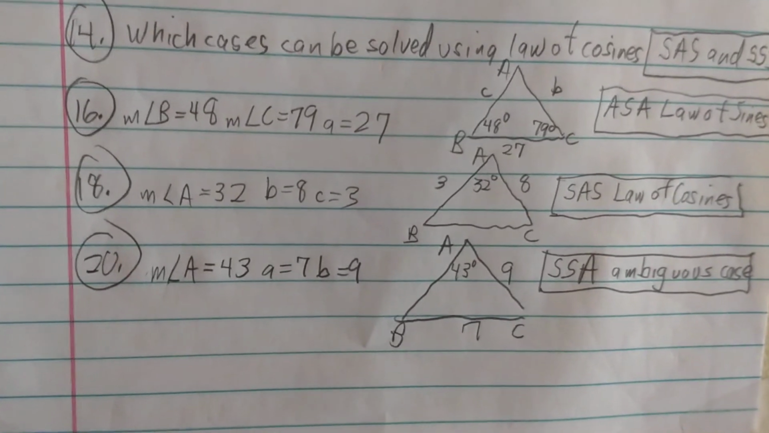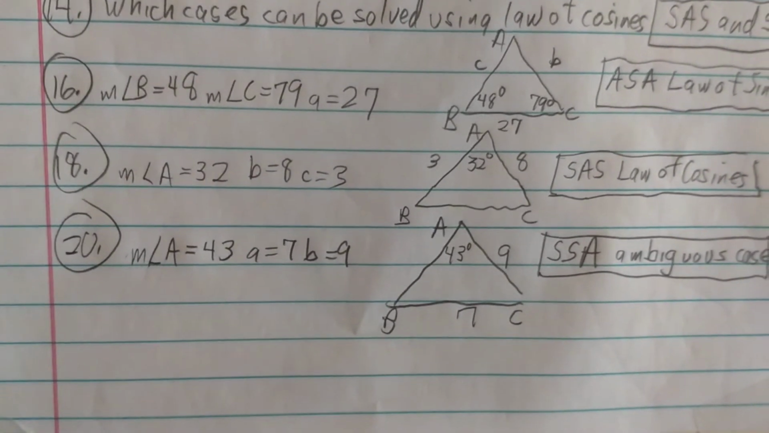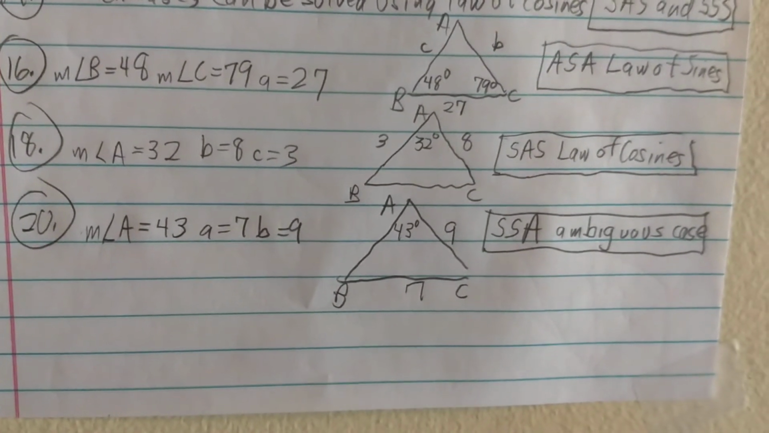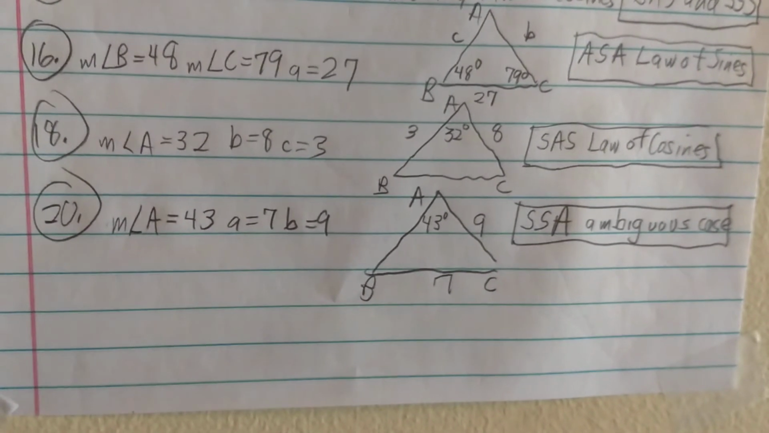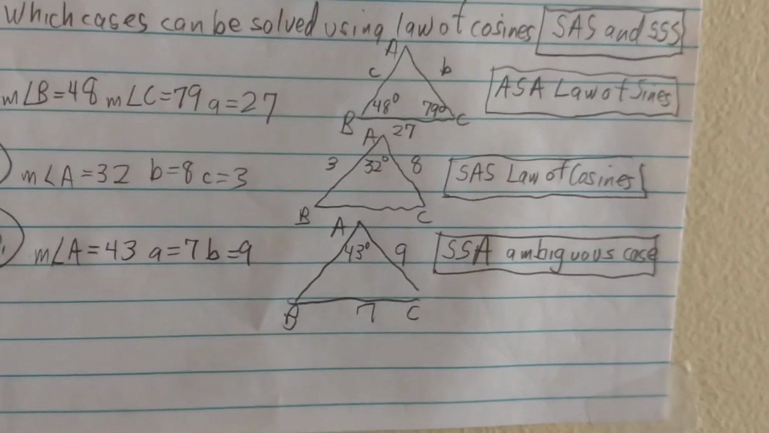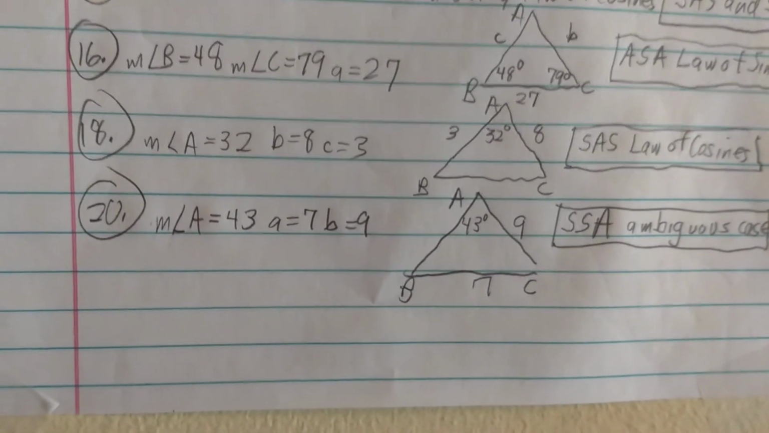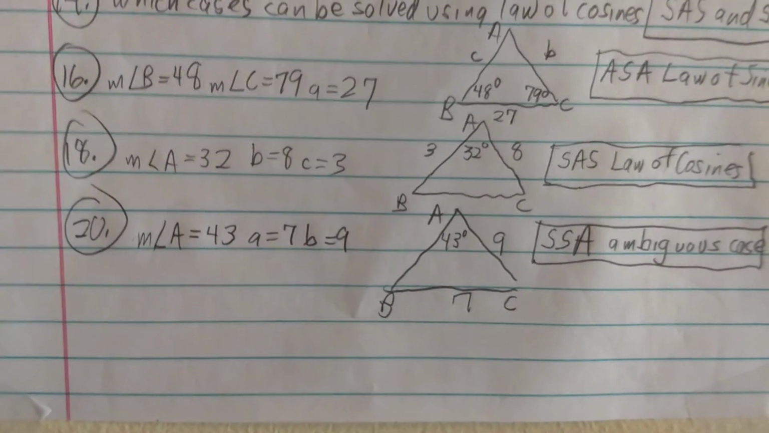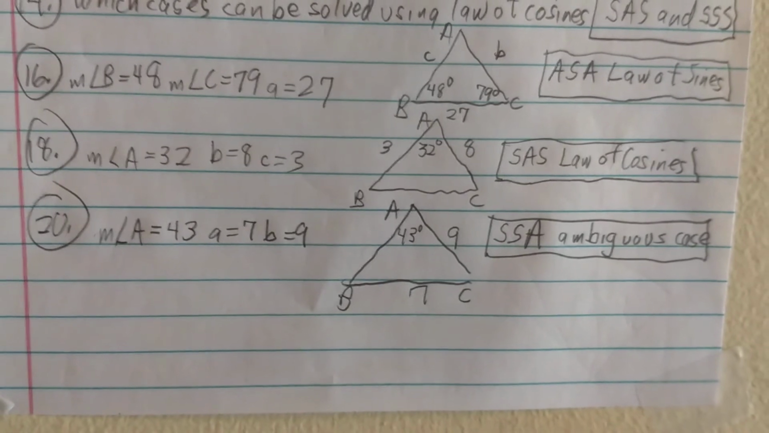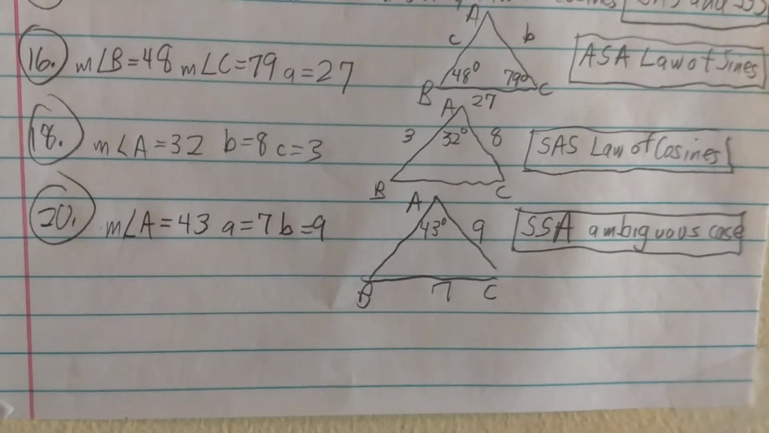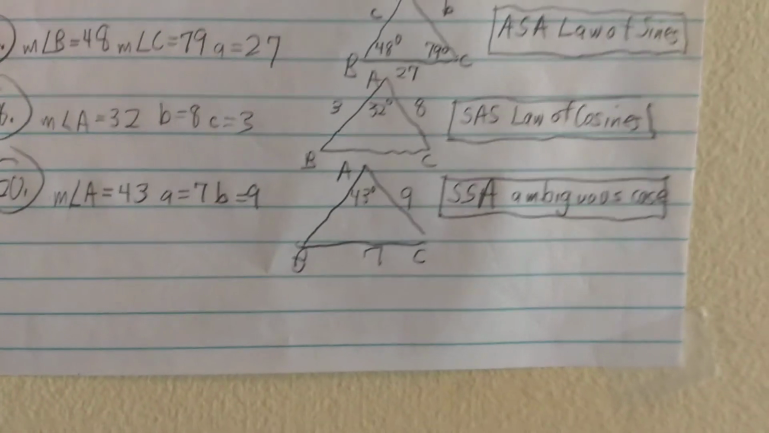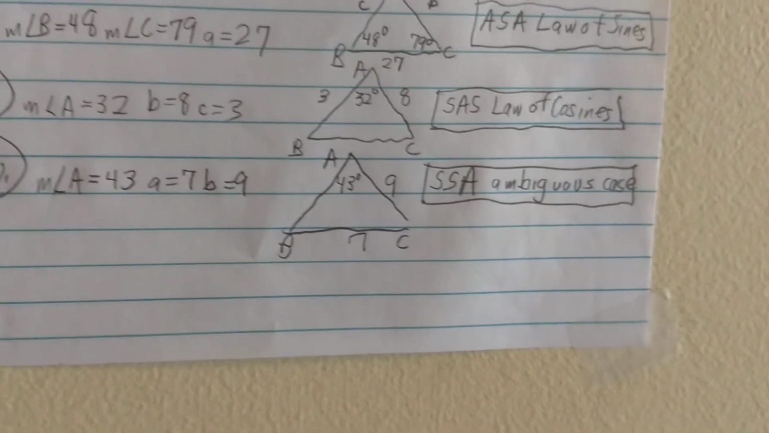So now 16, we have an angle B of 48, an angle C of 79, and a side BC of 27. And that is an ASA, which uses law of sines. Now 18, these are easier. Angle A is 32, side B is 8, and side C is 3. So we have an SAS, side angle side, which works for law of cosines.